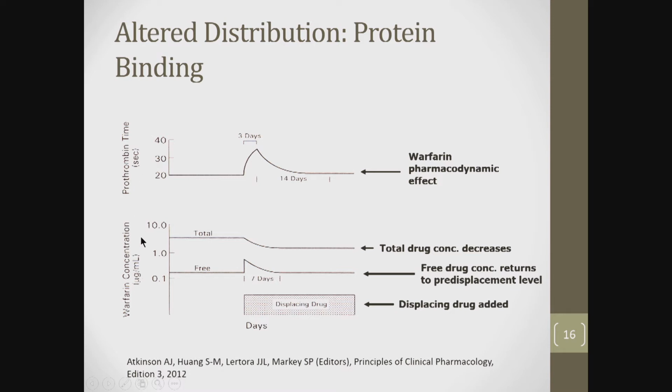On the bottom, we have warfarin concentrations in plasma, both free and total. And you can see when we add a displacing drug, so that is a drug that competes for binding to plasma proteins with warfarin, we displace warfarin from proteins and you get a spike in free circulating warfarin. As a result, you also see a small increase in the prothrombin or bleeding time. It's quick and quite acute.